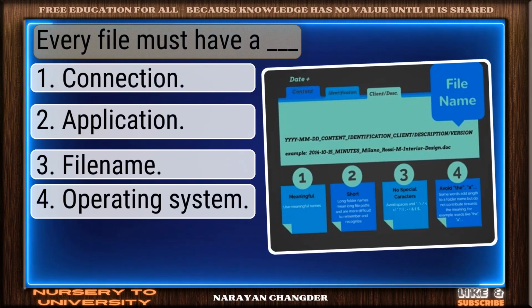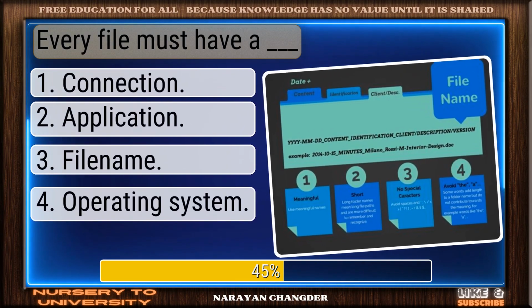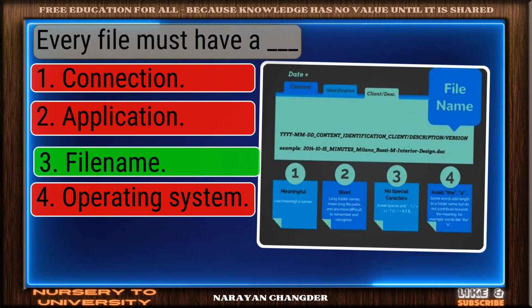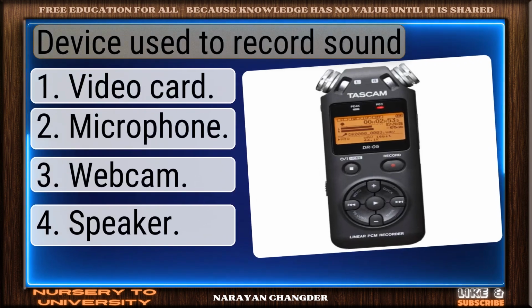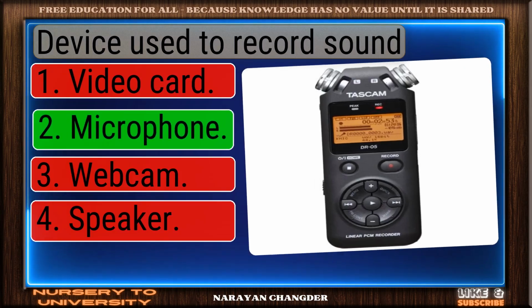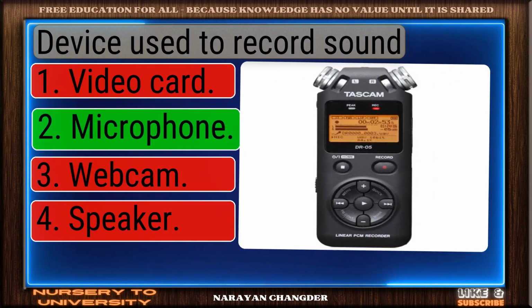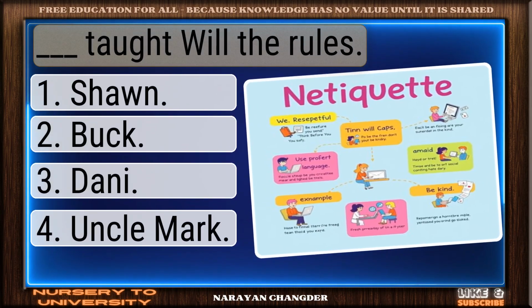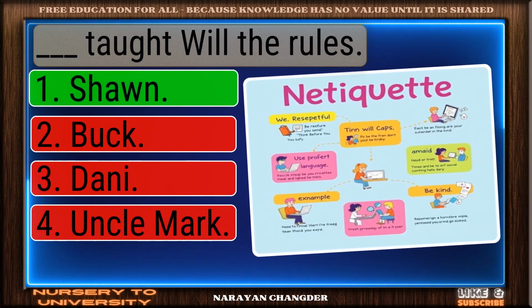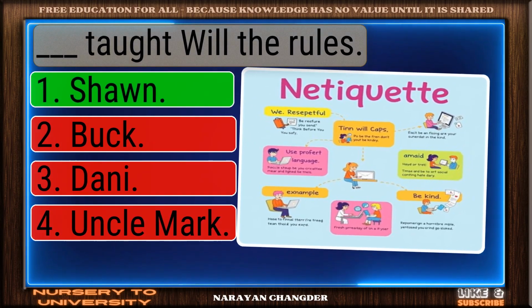Every file must have a dash. Right again. File name is valid. Device used to record sound. Smart pick. Microphone is correct. Dash taught Will the rules. On track. Sean is correct.